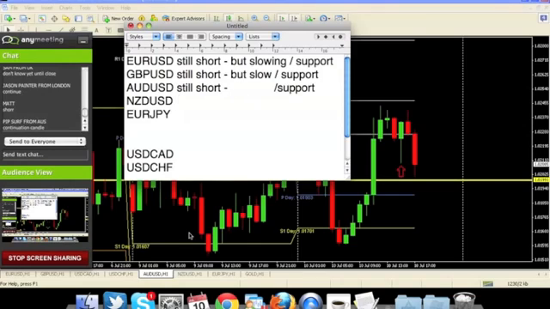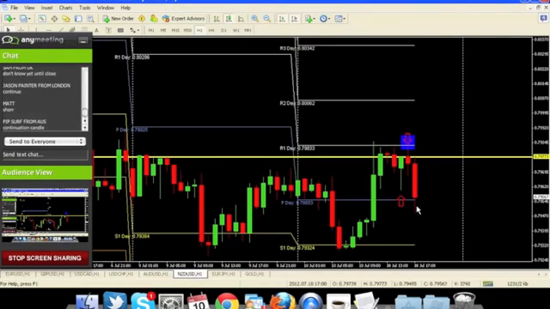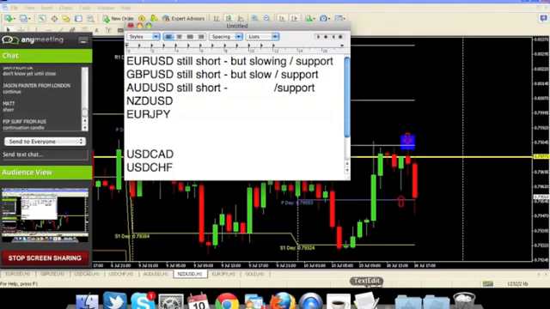New Zealand dollar, let's take a look. New Zealand dollar, yes, bouncing off of resistance, still short, not an exhaustion. Same situation, still short, slowing, larger tail now, and support.